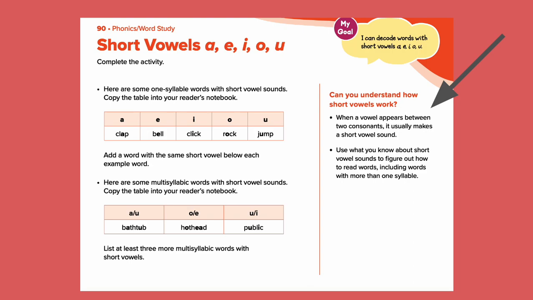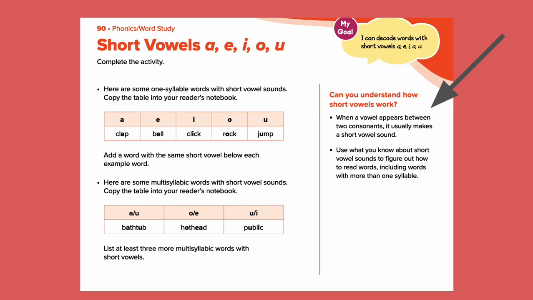So if I started with the A, the clap, I need to think of another word that has a short A sound. So maybe underneath that I put sat, because sat has a short A sound, just like clap. So that's the top part, is you are trying to add one word that has the same short vowel sound as the word above it.